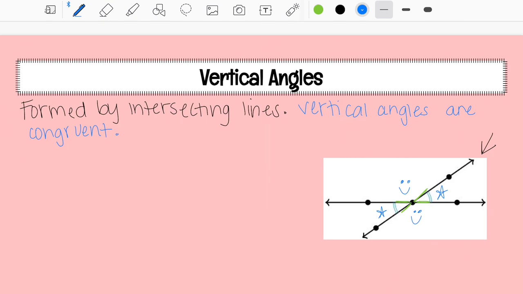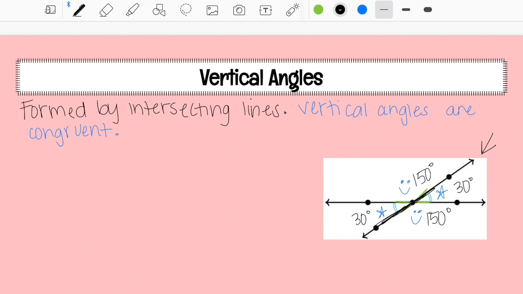And remember, congruent means exactly the same. So over here in our picture, if star is 30 degrees, then the other star also has to be 30 degrees. And using our knowledge of supplementary angles, remember, which are two angles that form a straight line and will add up to 180 degrees, I know that smiley face has to be 150 degrees because these form a straight line.